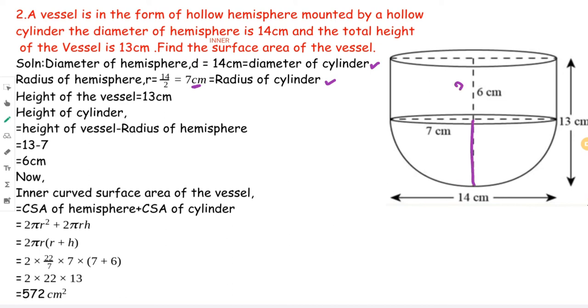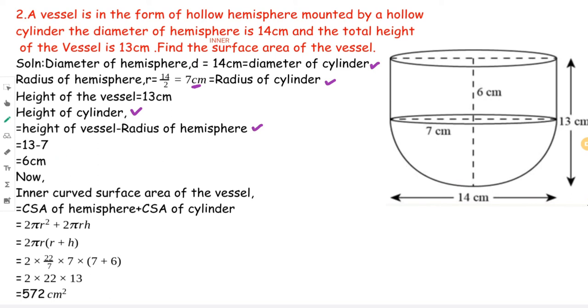So how do you find the height of the cylinder? Total height minus radius, or the height of the hemisphere. Then I'll get the height of the cylinder. Okay, why? Because when you look at the formula for curved surface area of the cylinder, it is twice pi r h. I have to know the height of the cylinder. So you can see here, height of the cylinder equals height of the vessel minus radius or height of the hemisphere. So 13 minus 7, I'm going to get 6.